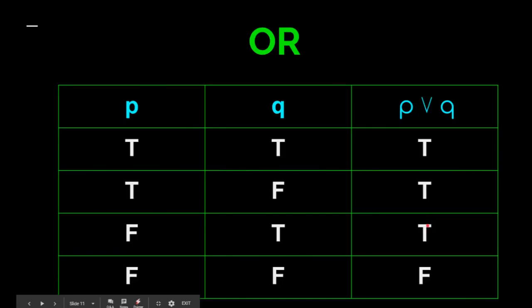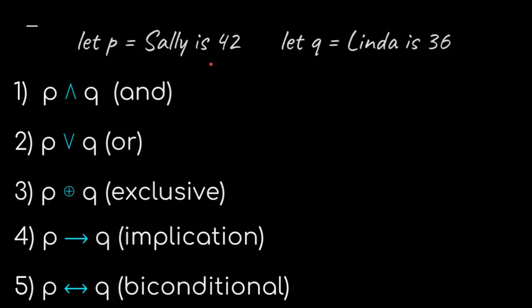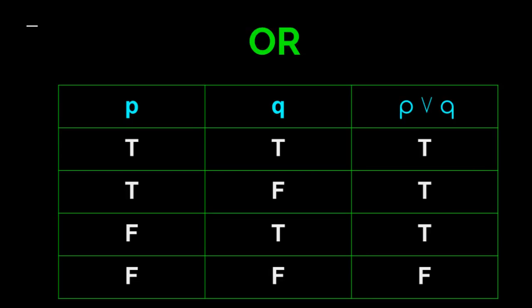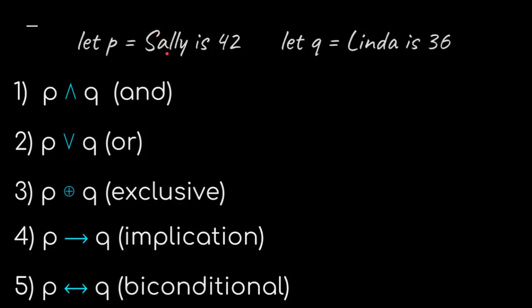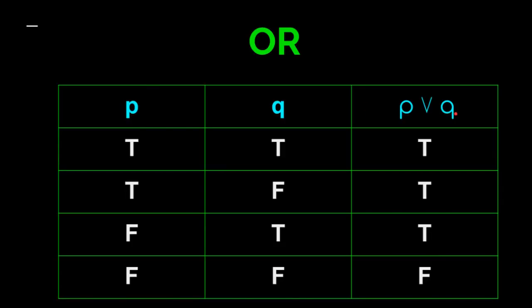Next, we have or. Sally is 42 or Linda is 36. With or, P and Q don't both have to be true. Just one of them has to be true. If just one of them is true, then the statement P or Q is going to be true. So Sally can be 42 or Linda can be 36. P or Q. So if there's any truth going on here, the statement's going to evaluate as true.